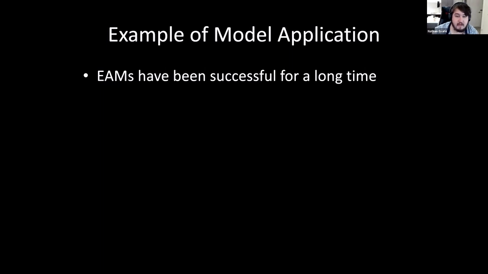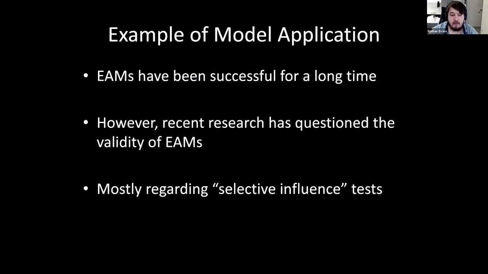So these models have been successful for a long time, right? They're older than me. They're older than my parents. They've been around since, you know, the 70s. So they're very old, right? Or even older if you want to go back to Stone in 1960. However, recent researchers question the validity of these models, mostly through something called selective influence tests, which I'll explain to you now before you ask.